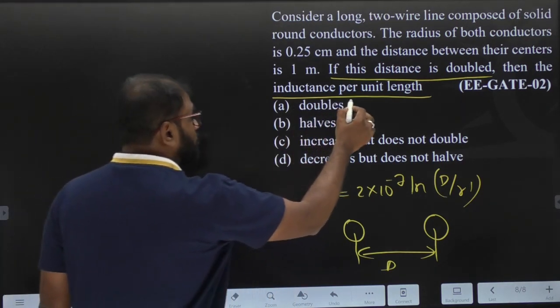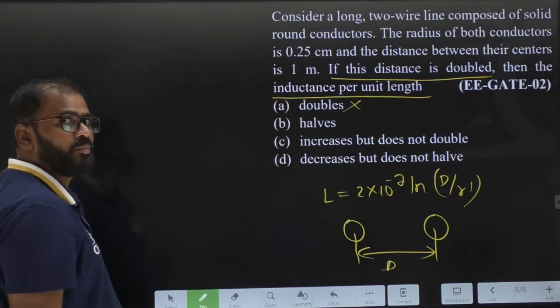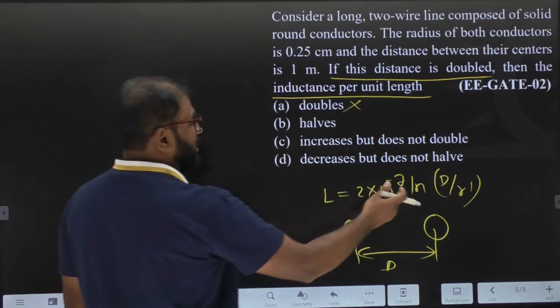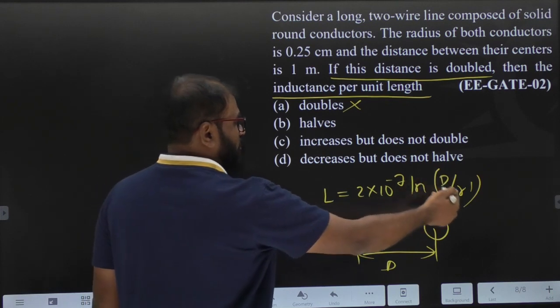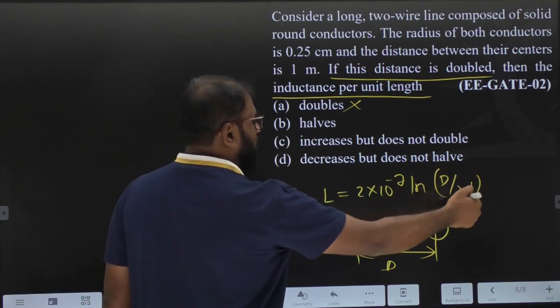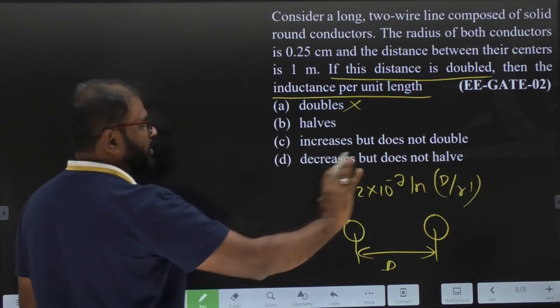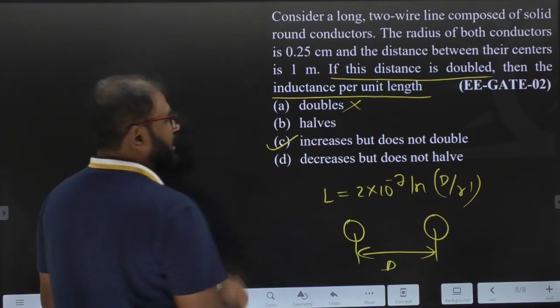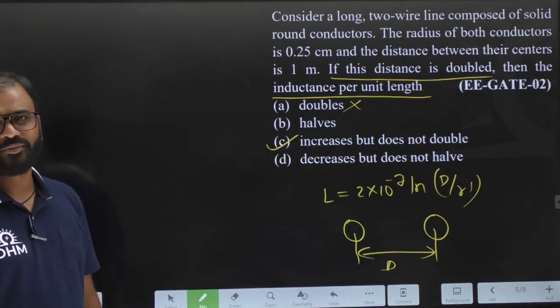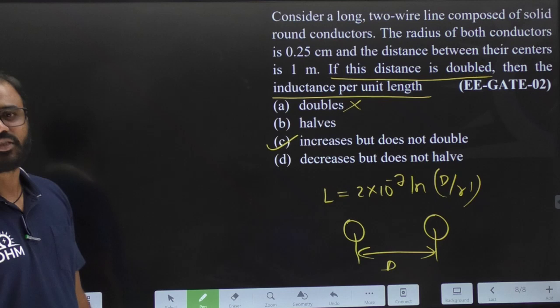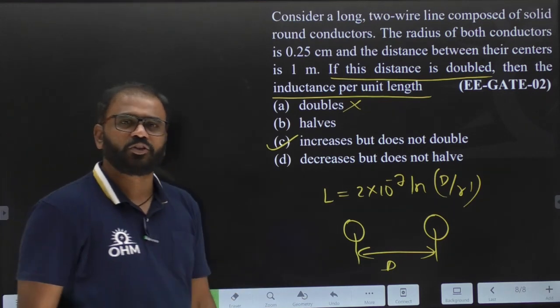So it doesn't double, but many people will think that it is doubled. Mathematically, if the argument of the ln function is doubled, the ln function will increase but not double. So the best answer is that it increases but not doubled. So the answer is C. Now we'll move on to the next question.